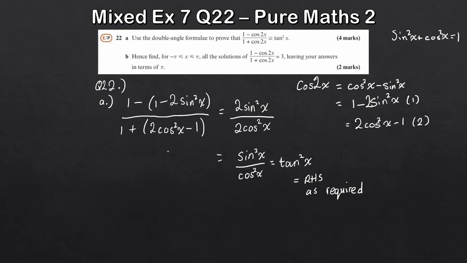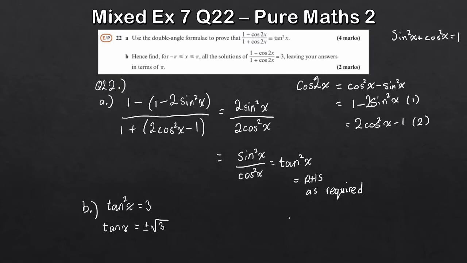And then part B, a hence question, so we're going to use this part. We want to find all the solutions of (1 minus cos 2x) divided by (1 plus cos 2x) equal to 3. So in other words, we can just write that as tan squared x is equal to 3. Okay, so this shouldn't be too bad to solve now. If we square root both sides, we get tan x is equal to plus or minus the square root of 3. Now we're solving this between minus pi and pi, so we've just got to be careful of the range we're working with here.